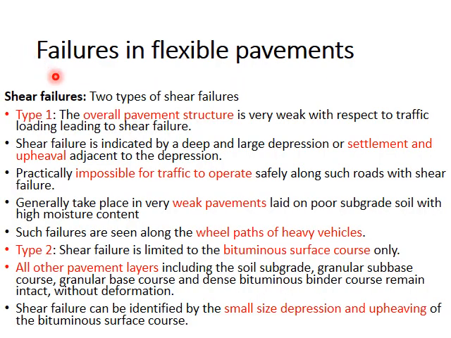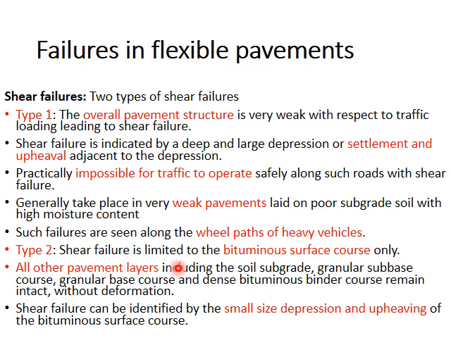Next is the shear failure, which is of two types. Type 1 extends overall over the pavement structure, and that is indicated by large depression or settlement and upheaval. That is, one section settles down, one section remains above it. So on pavements which have undergone shear failure, it is impossible for traffic to operate, because the two sections are separated by the settlement or the upheaval, and they occur in very weak pavements laid on poor subgrade soil with high moisture content. These failures are seen commonly along the wheel paths of heavy vehicles.